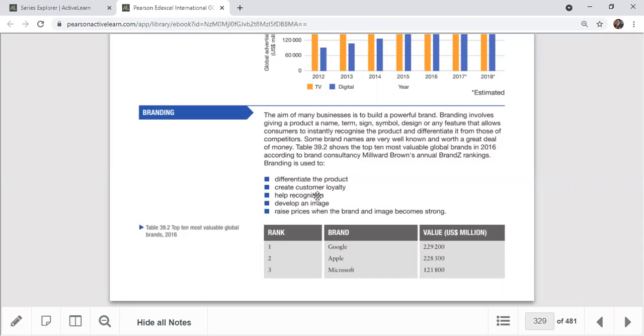You can see it differentiates the product, creates customer loyalty, helps recognition, develops an image, and you can raise the prices when the brand image becomes strong, right?